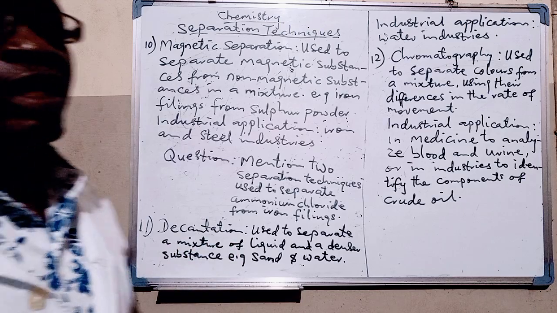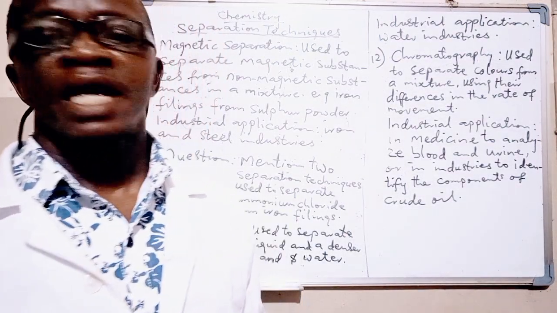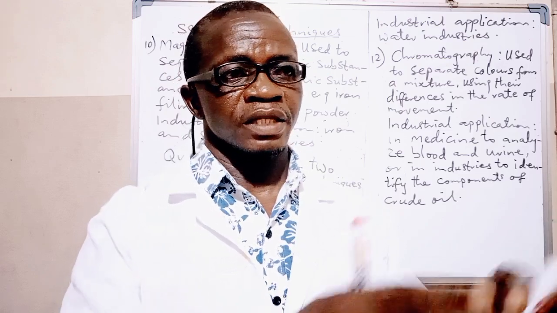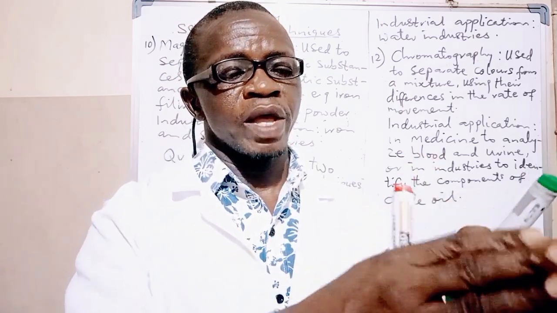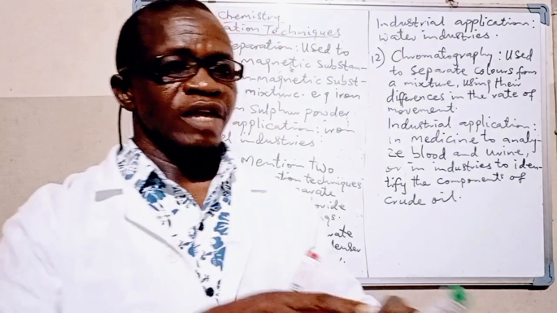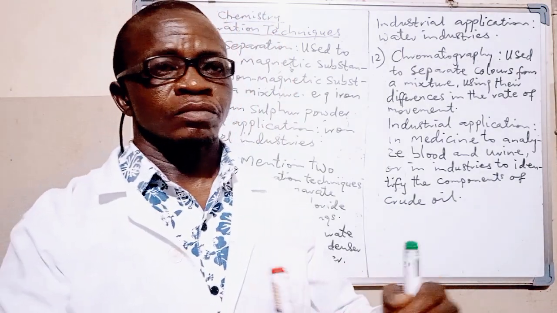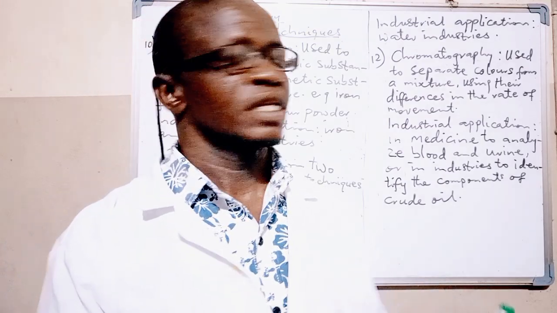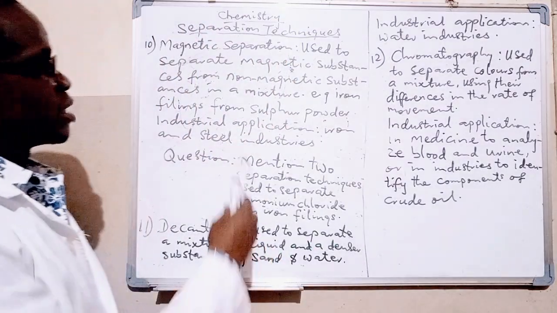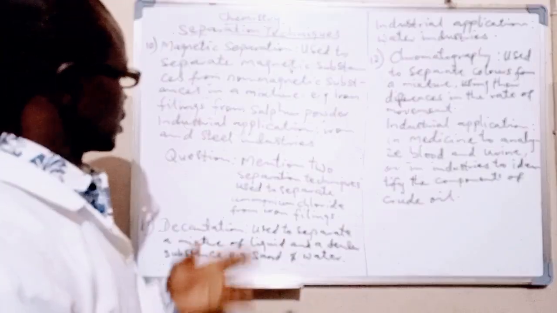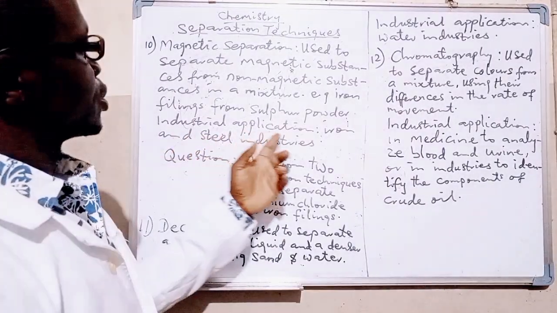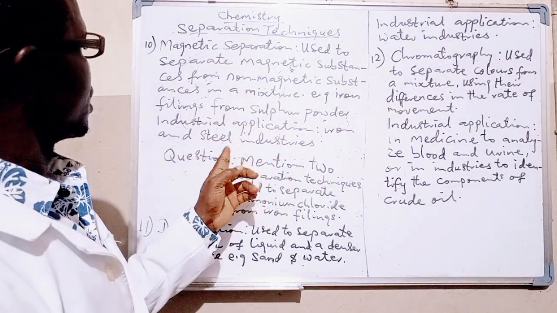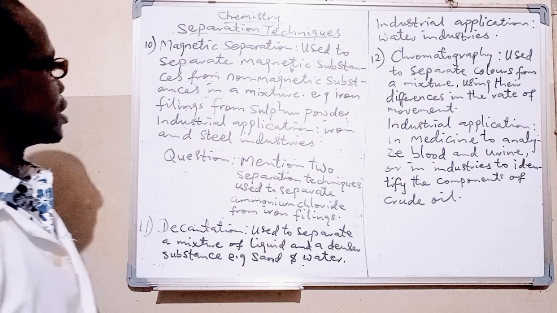Example, iron filings from maybe sand. Sand is non-magnetic. Iron filings are magnetic. What is iron filings? The particles, if you go to where welders are doing work, when they file out iron, you see particles coming out. Those particles are called iron filings. So you can use magnetic separation to separate them from sand. Now, an industrial application of magnetic separation is in the steel, iron and steel industries.